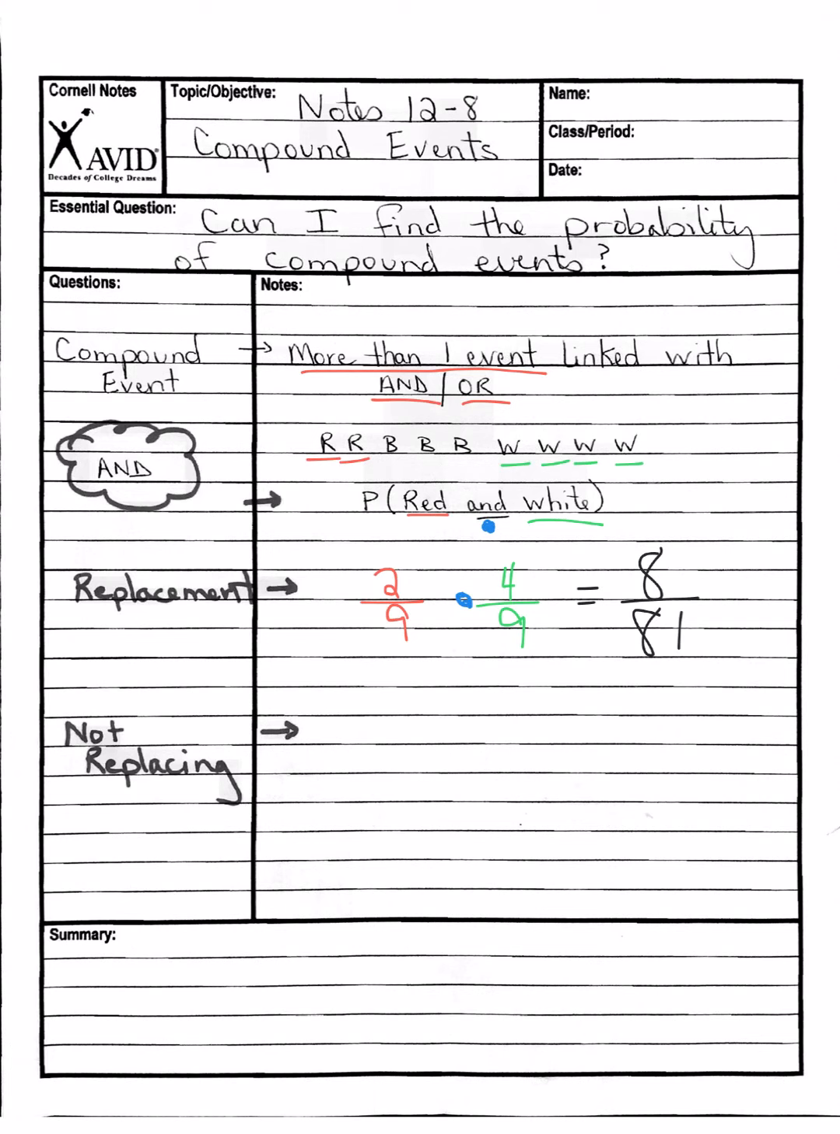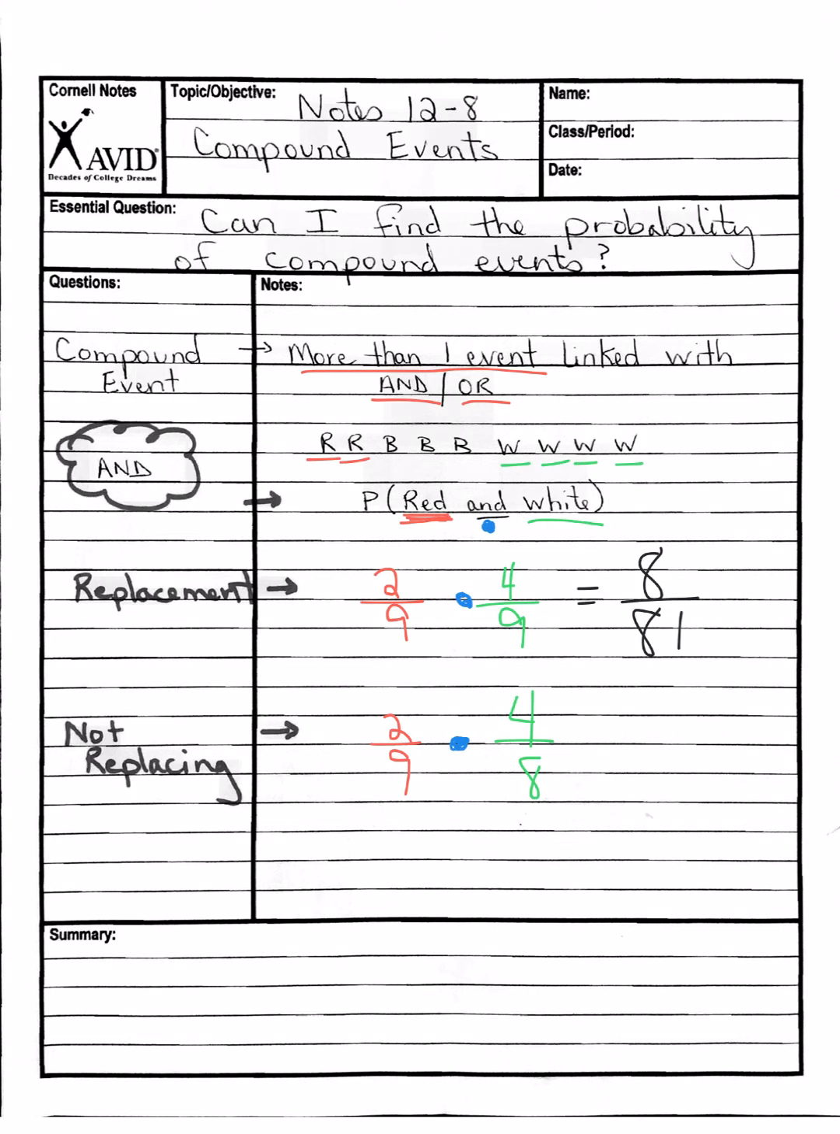Let's go ahead and talk about what happens if we do not replace that block. So again, let's go back to the beginning here with what if we pull a red block out? Well, the probability of that is still 2/9. We'll put our multiplication sign, but whatever block I pulled out, I'm not going to replace it. So that means how many white blocks would be a possibility? I could have 4, but how many are in the bag if I did not put that block back? There are only 8.